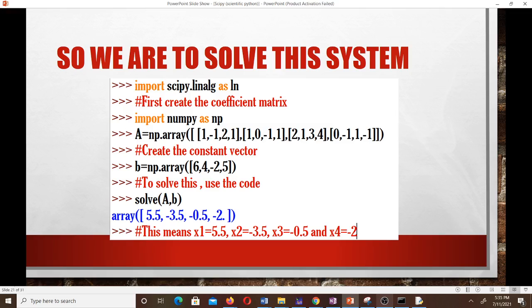So to solve this, we just use a function in Python called solve. Then it takes two arguments, the coefficient matrix and the column vector. So solve(A, b), then it gives us the answer. So this answer means x1 is 5.5, x2 is negative 3.5, x3 is negative 0.5, and x4 is negative 2. So you can use this to solve any system of linear equations that you have, right? With the coefficient matrix being a square matrix.